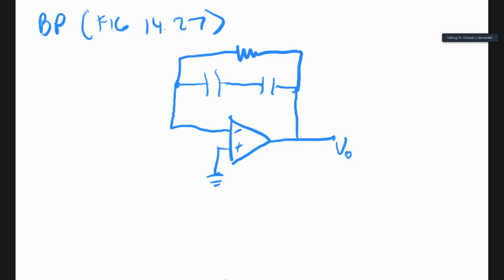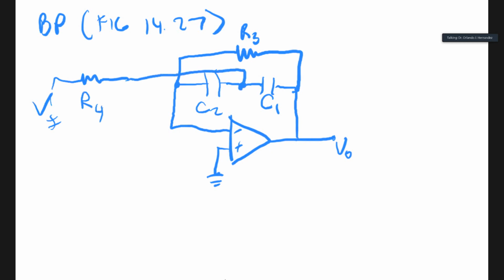So I'm going to call that R3, C1, and C2. And then the input is going to come through an R4, and the input is going to come into here between the two capacitors. So notice that I always use, hopefully you can see that node, so you know that there is no connection there. That's just going over, okay?